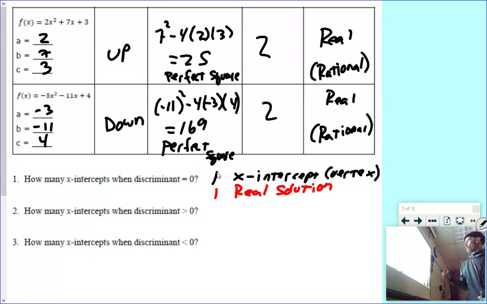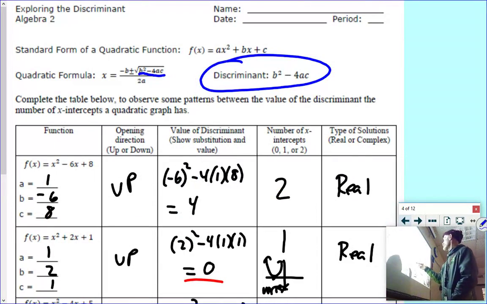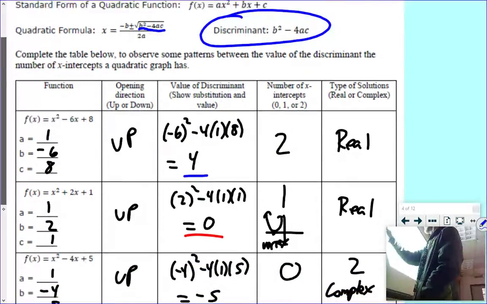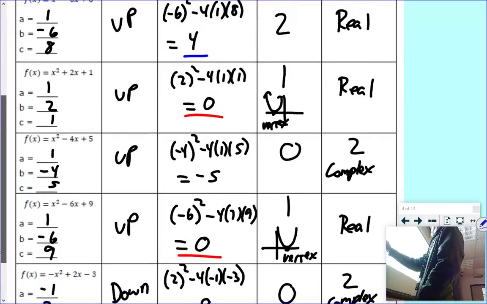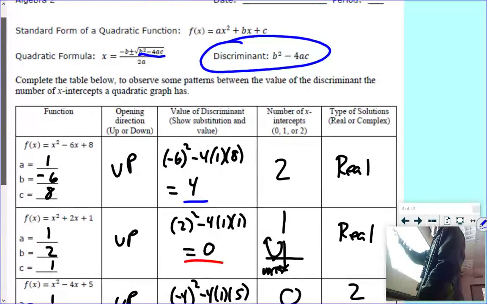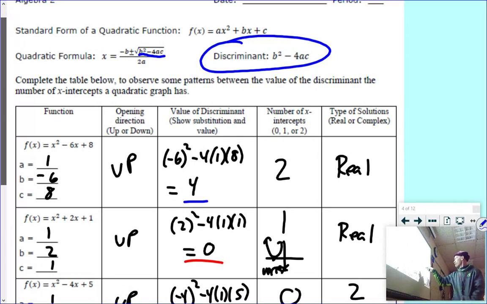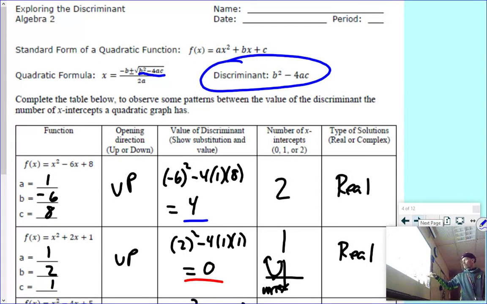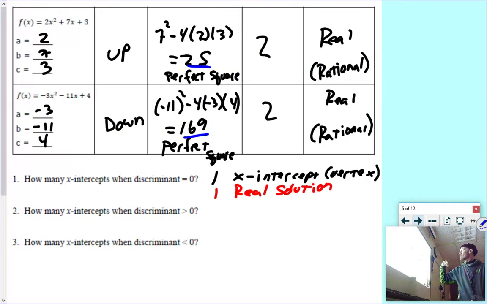Okay? How about when the discriminant is greater than 0? So that was these two for sure. And we had a couple more over here. So greater than 0 right here. And then the last one, oh, actually that was only one on the front page. So on the very first one, and then on the last two, all of those had 2 x-intercepts. So we can, again, say that in general.